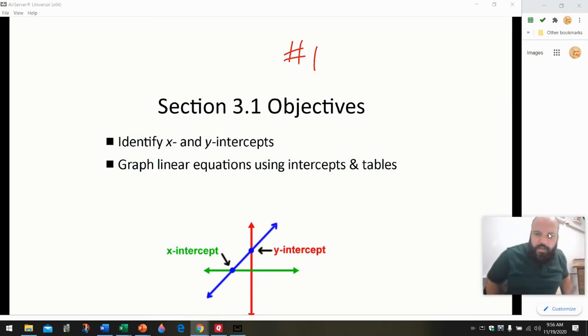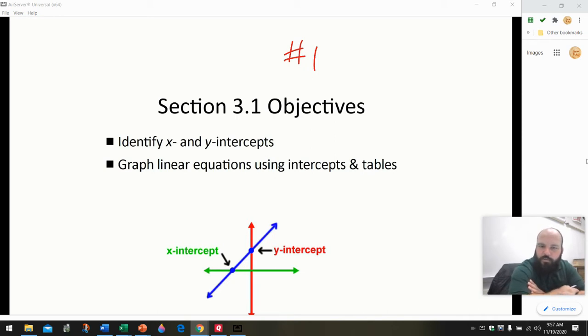Okay, good morning, everybody. So today we are going to be starting into a new chapter and section, and that is Chapter 3, Section 1. We are going to discuss how to graph various forms of a line. So we have been talking about how to graph a slope-intercept form of a line, and we've been doing that for quite a while now.